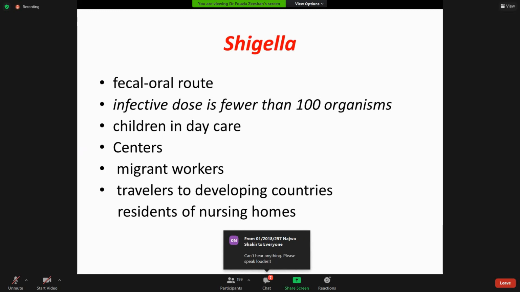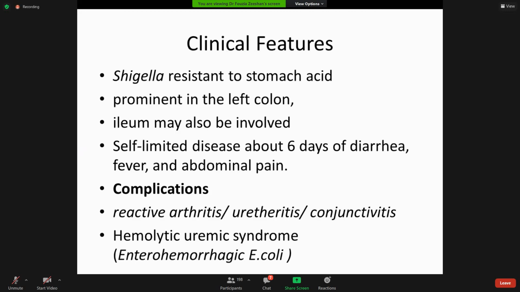It is associated with migrant workers, and with places where there is close contact, like daycare centers, hospitals, some conferences, or other close areas. Usually, Shigella is not easily killed by the HCl present inside our stomach. So it is more found in the left colon, and it's usually symptomatic and self-limited, but if the condition gets worse, it can be life-threatening.